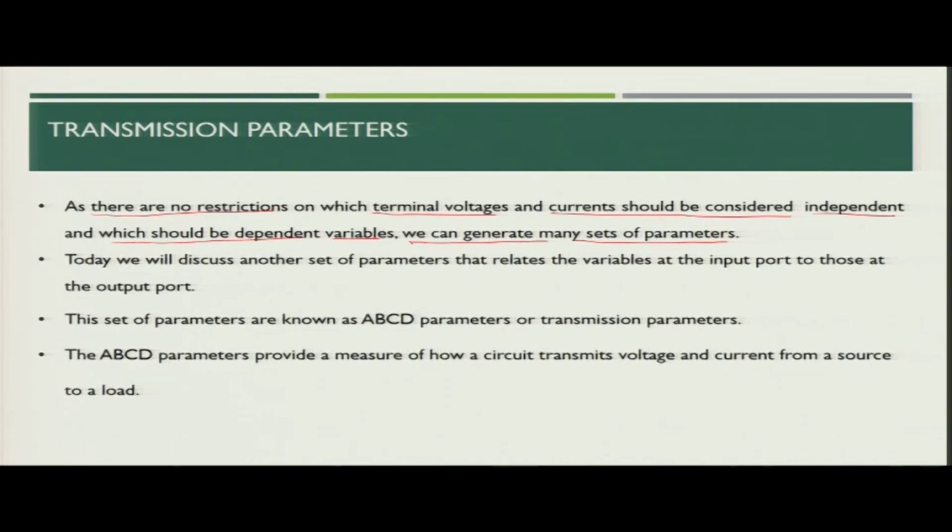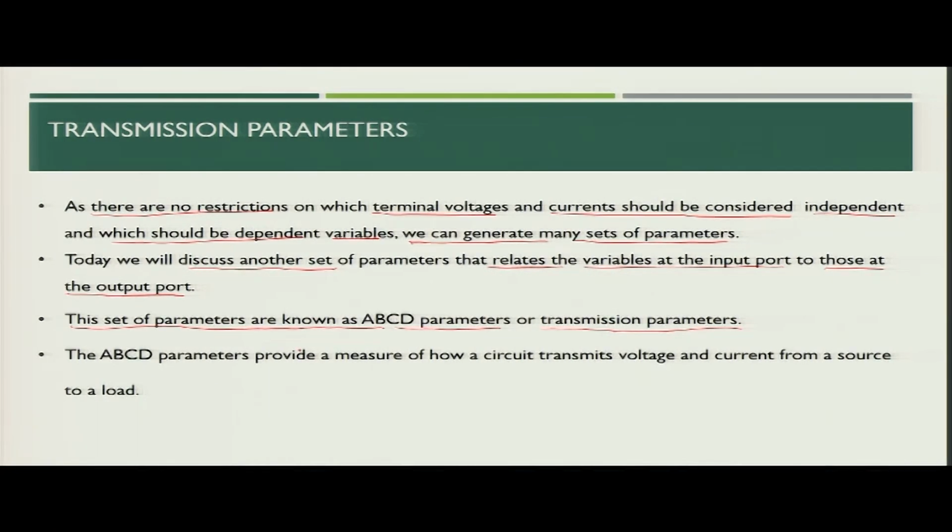We discussed a few of these parameters in our previous lectures. Today we will discuss another set of parameters which relates variables at the input port to those at the output port. That means V1 and I1, the variables at the input port, will be related to the output port variables V2 and I2, and this set of parameters is known as ABCD parameters, or transmission parameters.